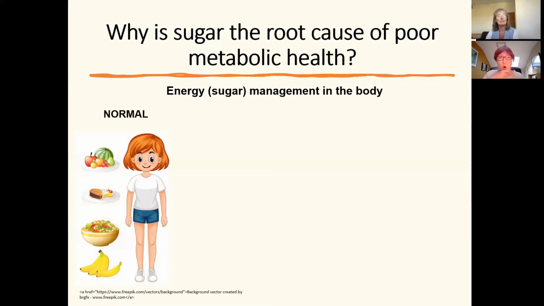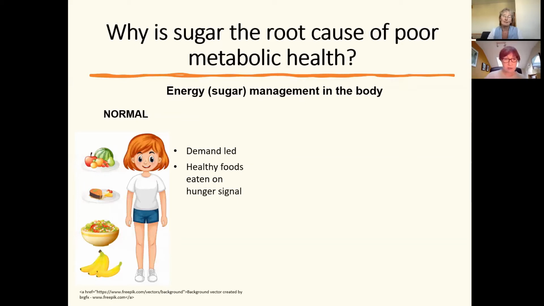Let's look at the normal. This is what would happen if you've got good metabolic health. So here's a nice slim girl who likes to eat a nice healthy diet. Her energy management, or her sugar management, is what we would refer to as demand-led. So when her cells need some sugar for energy, they will send out a signal to say, I need energy. Okay, so that's why we say it's demand-led.